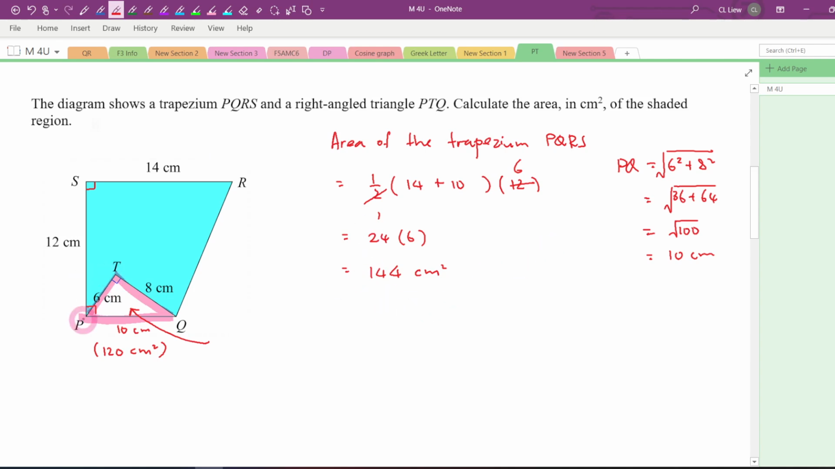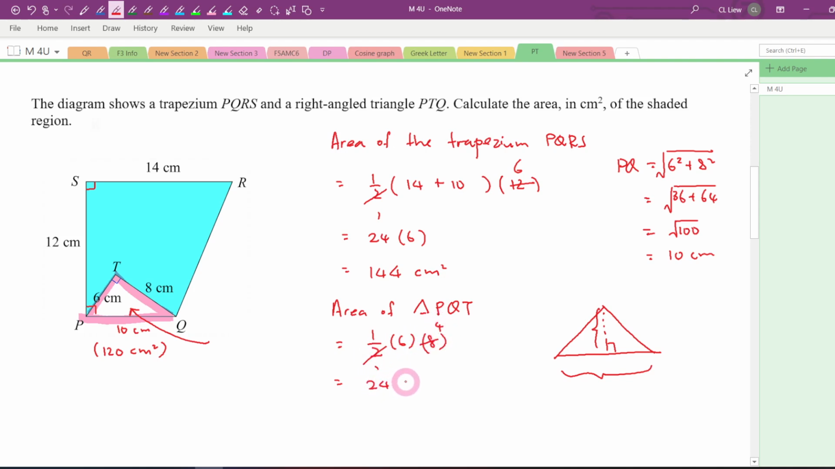How about the area of this triangle? Area of triangle PQT. This one I think should be no problem, right? 1 over 2 times the base length times the perpendicular height. So remember, the height and the base always need to be perpendicular to each other. So let's say if you have a triangle like this, the height is over here. This is a base length. This is a height. Okay. Divided by 2, divided by 2. This will give us 24.